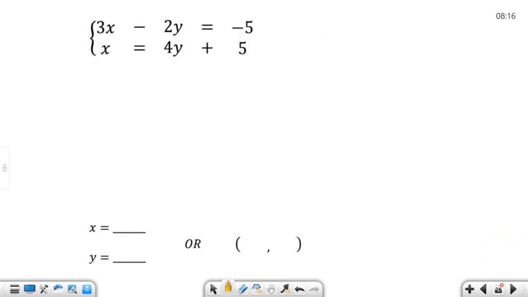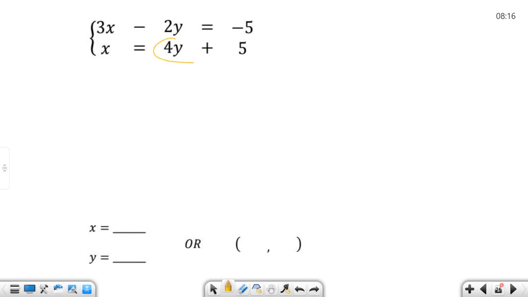Let's erase this now. So 3x minus 2y equals negative 5, and x equals 4y plus 5. So here, I look at this, I go, oh, wait a minute, look what I have. I already have x equals. So I'm going to use substitution. I didn't write that down on the last one. I was going to use elimination, but I'm going to use substitution here because I have x equals.